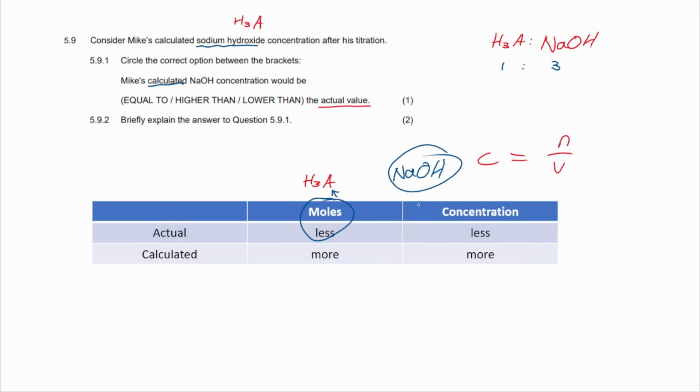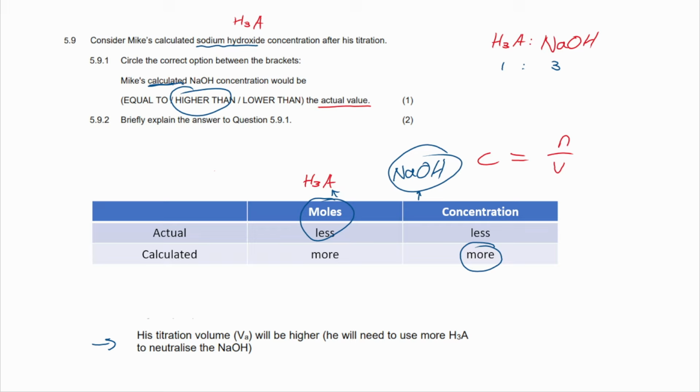But anyways, we have to think about this table now in terms of sodium hydroxide. They're asking about his calculated value compared to the actual. Well, we know his calculated concentration is going to be higher than the actual value. So that's the answer here. And then for the reason, there are a few things you can say, but the titration volume is going to be higher. His actual titration volume is going to be higher.